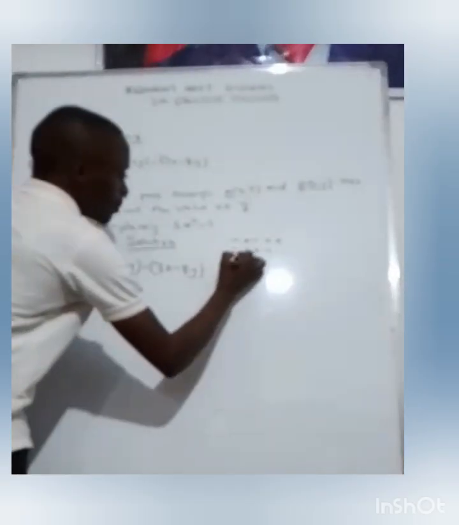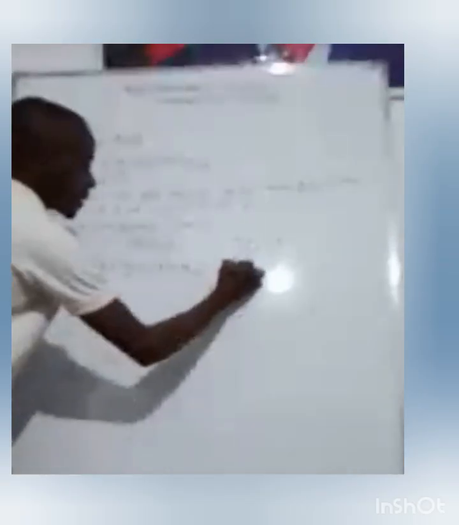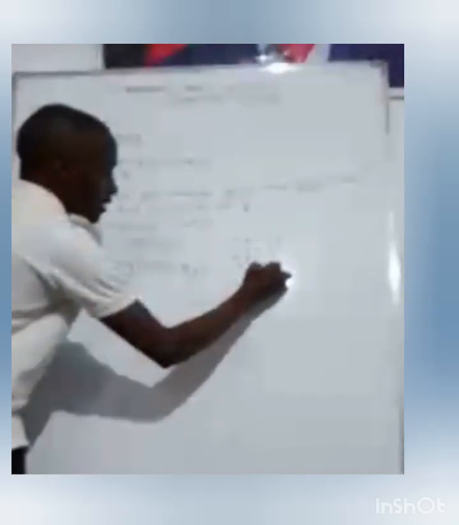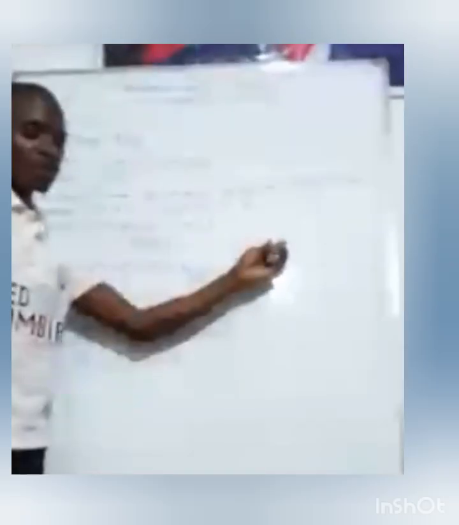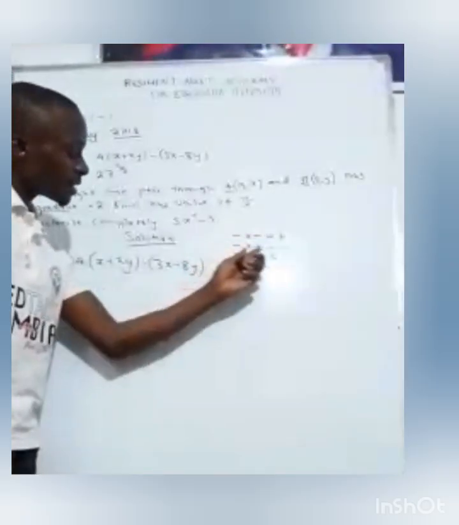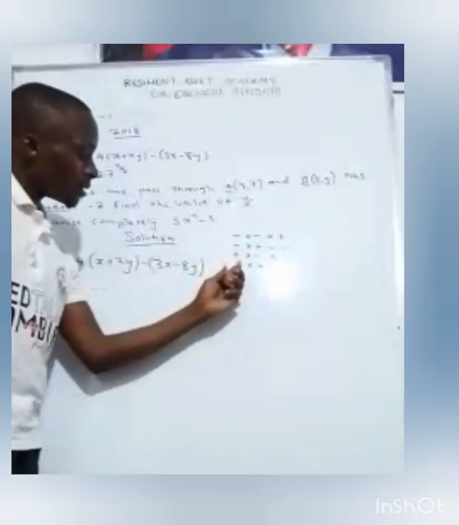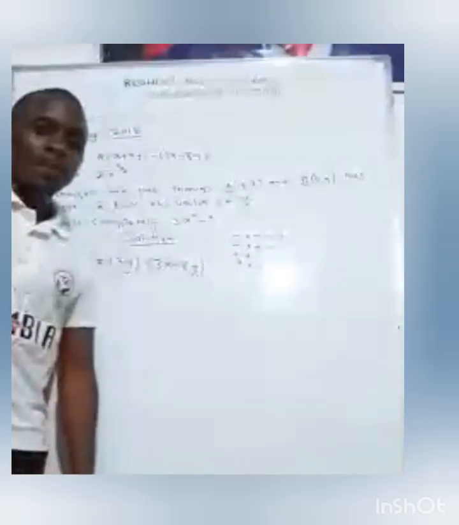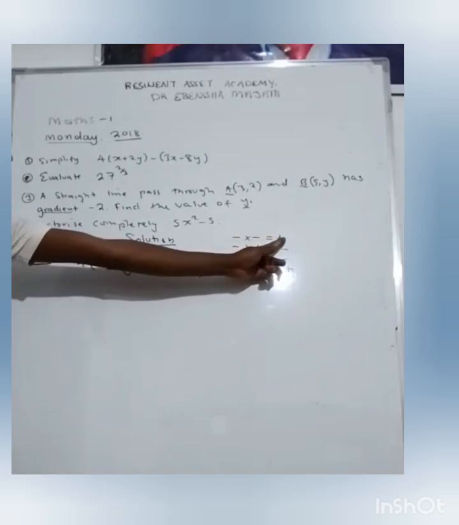Positive times negative will give you what? A negative. And positive times positive will give us a what? A positive. So when you're multiplying same signs, it is a positive. When you're multiplying different signs, it is a negative. Please don't forget, when you multiply same signs, it is a positive.